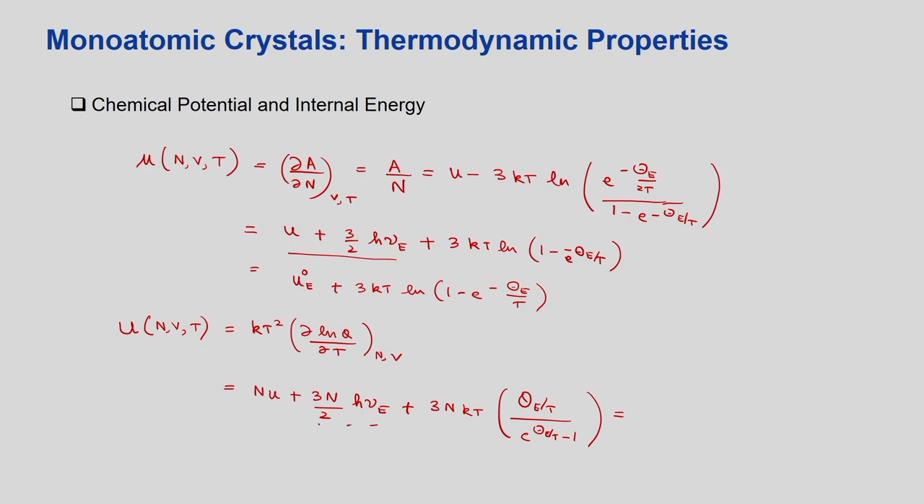Okay. Again, I club them together and get this expression, U equals N u e 0 plus 3 N h nu e to the power of minus theta e by T over 1 minus e to the power of minus theta e by T. Okay, this is the final expression for internal energy. Likewise, let us explore the other properties, but before we explore the other properties, let us see what happens at two different instances. Okay, so let us see first.